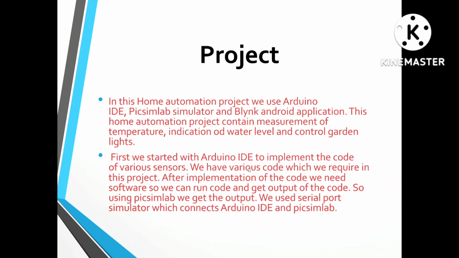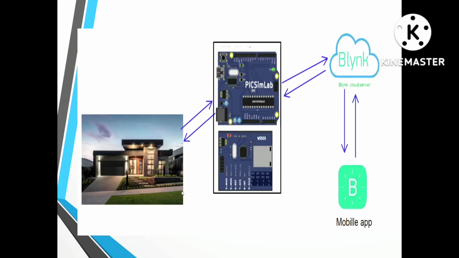We have various code which we require in this project. After implementation of the project, we need software to run the code and get the output of the code. So using PixSim Lab, we get the output, and we use a serial port simulator which connects Arduino IDE and PixSim Lab. This is a sample representation of our project by using a Blynk app through our mobile and PixSim Lab.